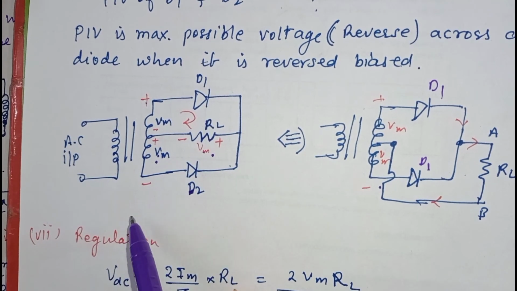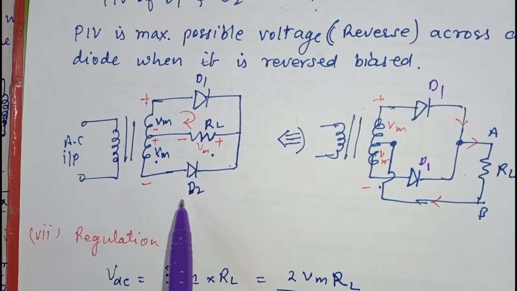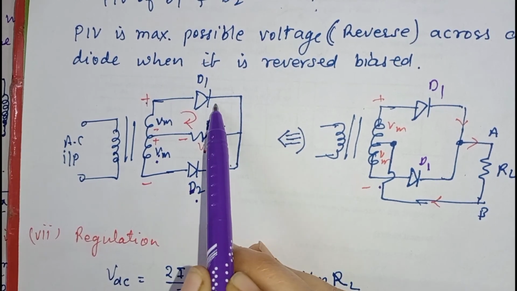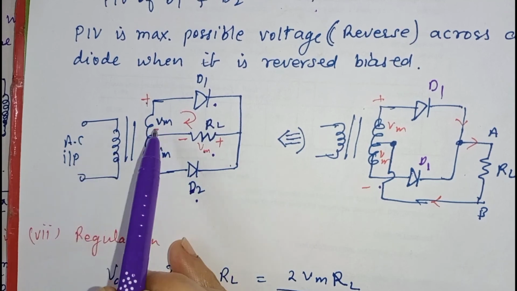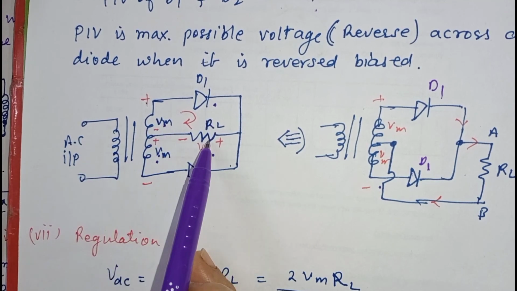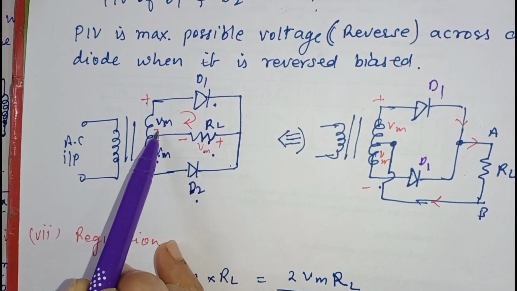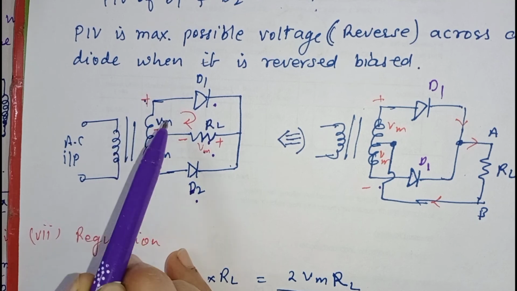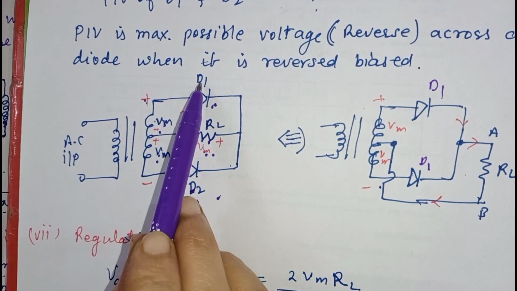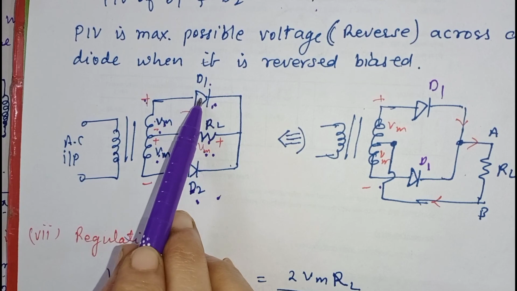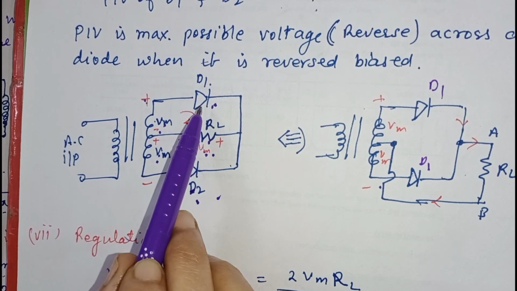And also during negative half cycle, this diode is forward biased and this is reverse biased, and the same condition arises. This voltage is added to this voltage because it is positive in this case and it is negative. Similarly, the voltage that is coming across D1 when this diode is reverse biased is also equal to 2 Vm.